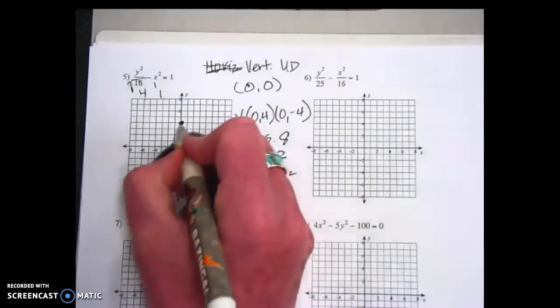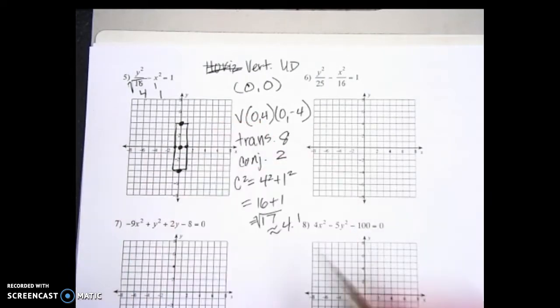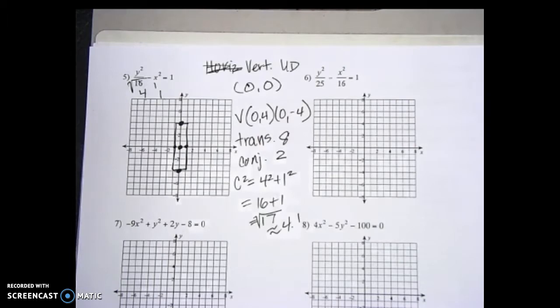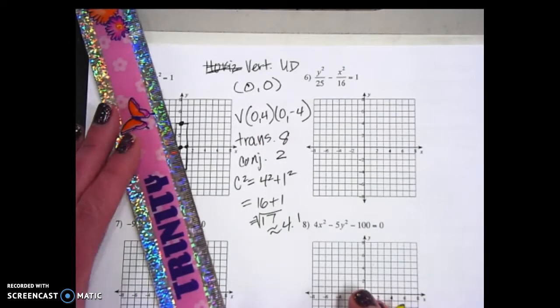All right, so let's make a rectangle here. Then you're going to use your highlighter to draw in your asymptote. So go corner to corner and corner to corner.